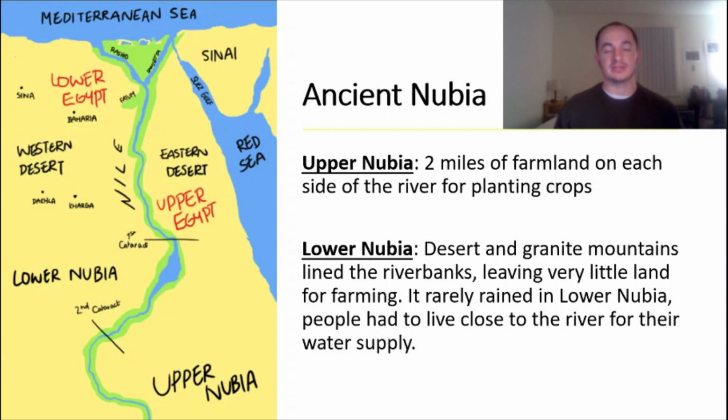Lower Nubia has these granite mountains, which doesn't allow the flooding to go out as far and create as much fertile land, which we're going to talk about, the flooding and fertile land, later. So it rarely rained in Lower Nubia. People had to live close to the river for their water supply.